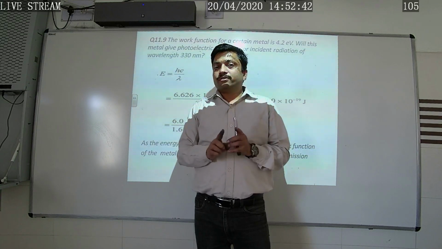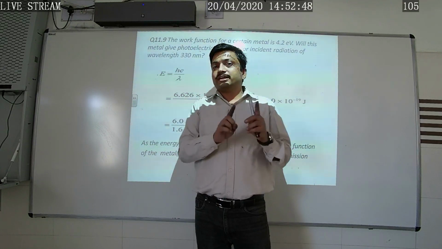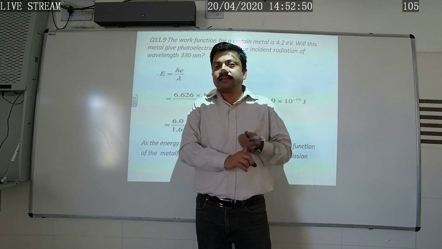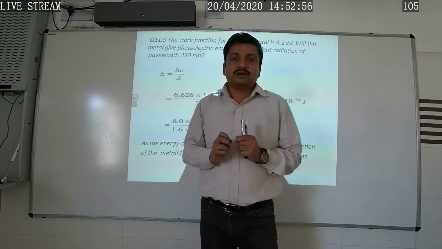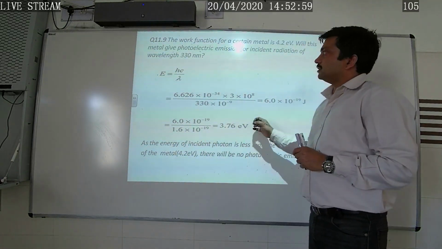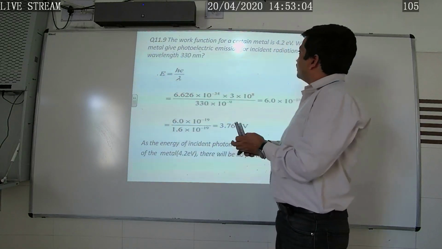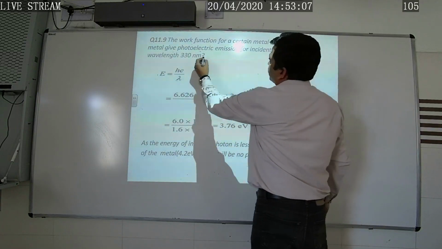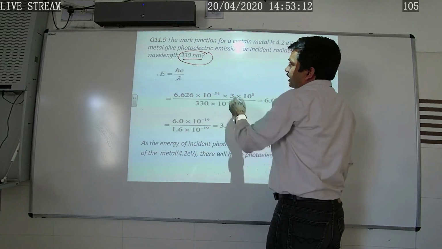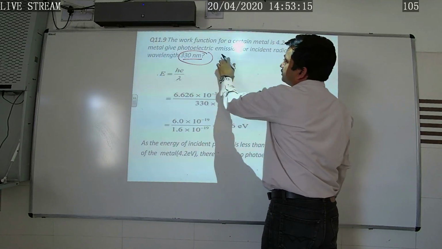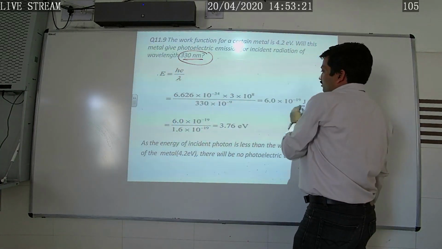Clear? If the energy of incident radiation is greater than the work function, only under that condition will photoelectric emission take place. Otherwise it will not. So here we have to calculate the value of the energy of incident radiation. We are given the wavelength of incident radiation as 330 nanometer, and nano means 10 to the power minus 9. Simply putting the value, we got this much energy.